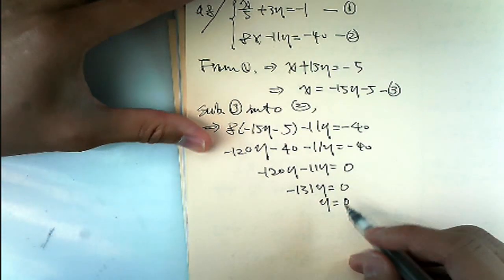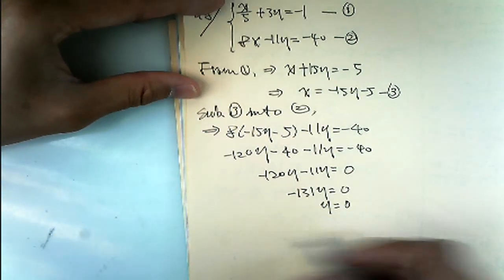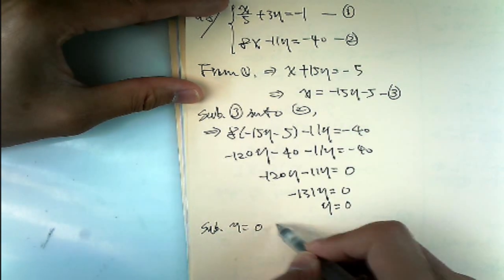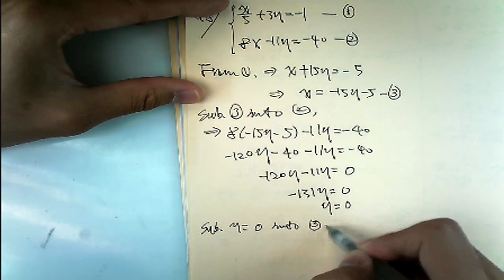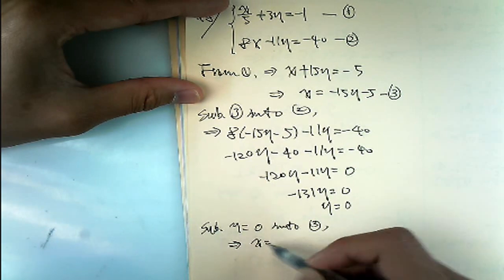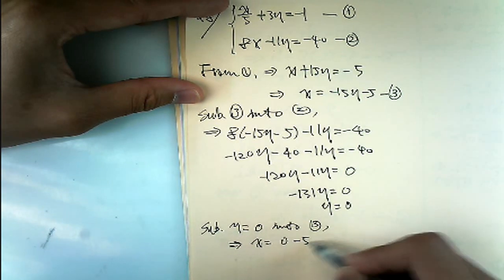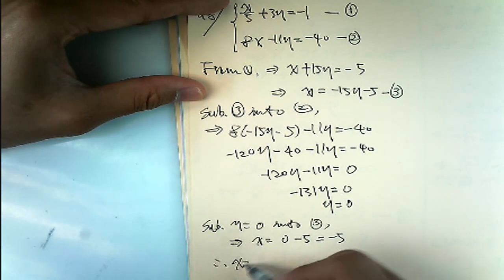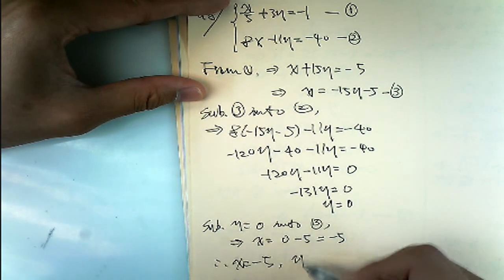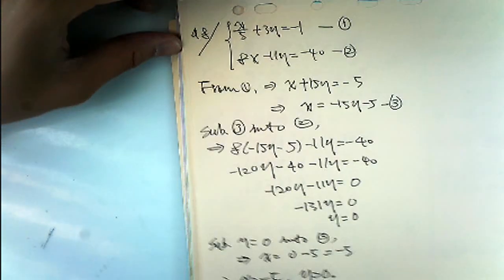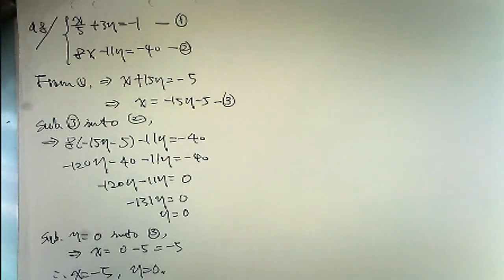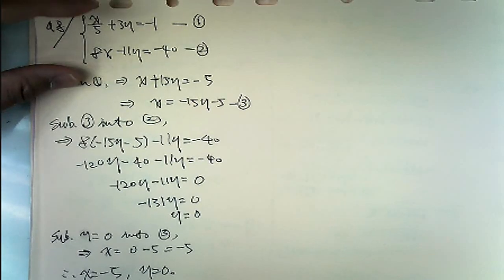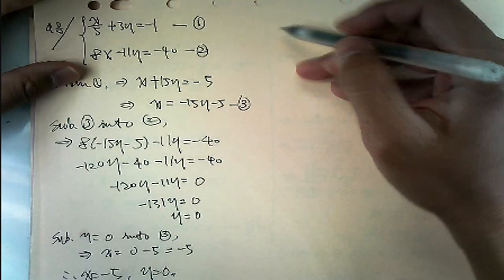Okay. So next you have to calculate x, right? So you sub y equal to 0 into 3. You have x equal to 0 minus 5. That would be minus 5. So conclusion, x equal to minus 5, y equal to 0. So it's okay. Understand? So keep going. We go to number 10.